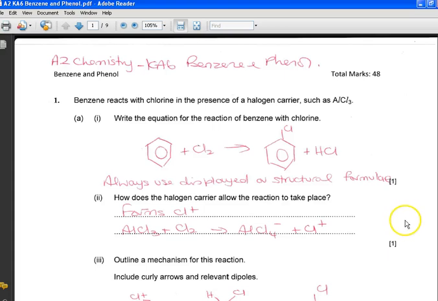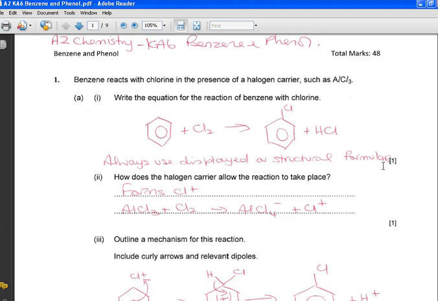Right, good morning. KA6 Benzene and phenol. Quick run through of the answers and any pointers I want to make. So, question one, equation for the reaction of benzene with chlorine.